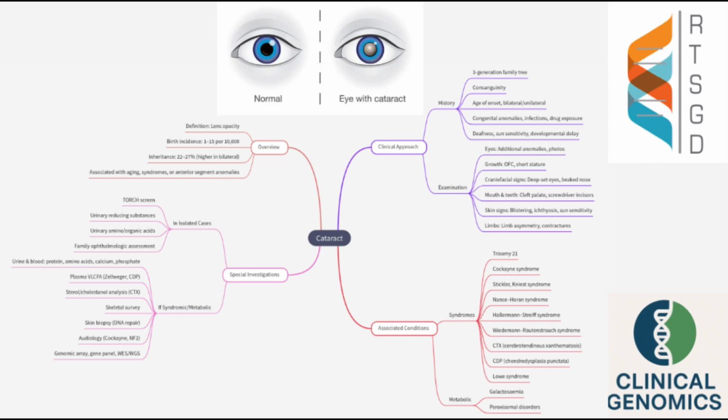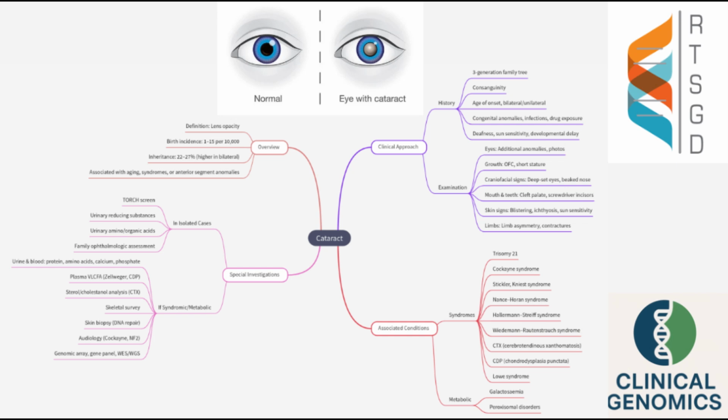Hello dear viewers, in today's video we'll be exploring a very important topic in both eye health and genetics: cataracts in infants and children. Cataract isn't just an eye condition, it can also signal genetic syndromes, metabolic disorders, or environmental exposures. So today, let's break it all down together, step by step, using a simple mind map.